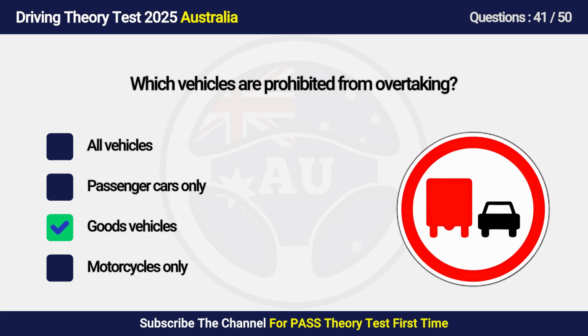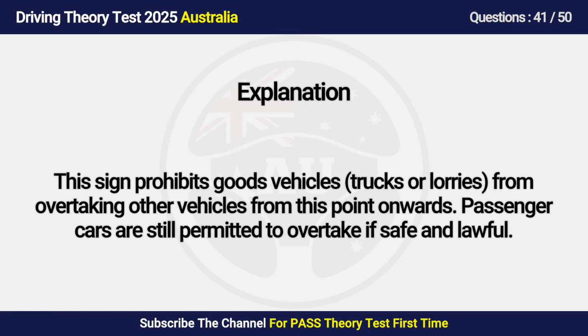Answer is C. Goods vehicles. This sign prohibits goods vehicles, or trucks, from overtaking other vehicles from this point onwards. Passenger cars are still permitted to overtake if safe and lawful.